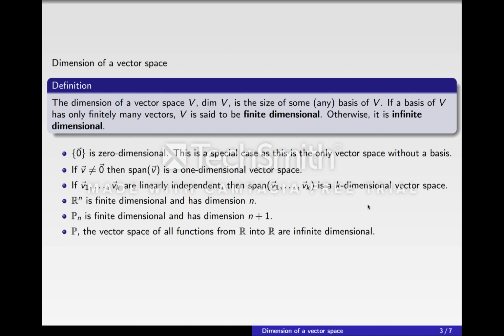On the other hand, there are vector spaces that are infinite dimensional. So for instance, P, the set of all polynomials, is an infinite dimensional vector space. The set of all functions from R to R is also infinite dimensional.